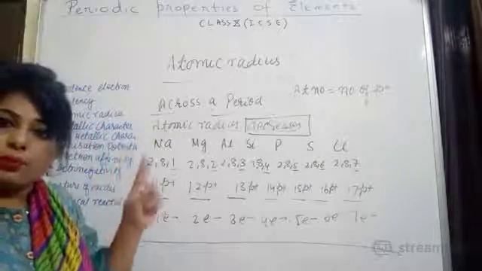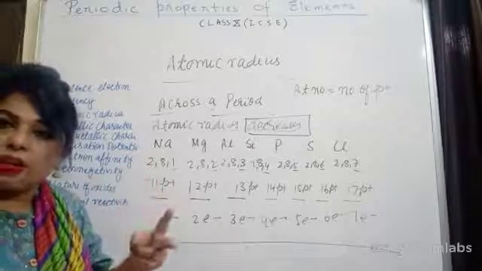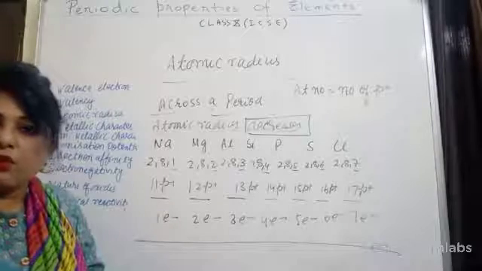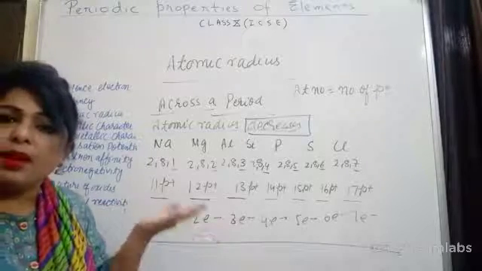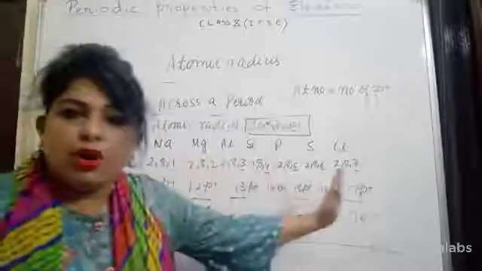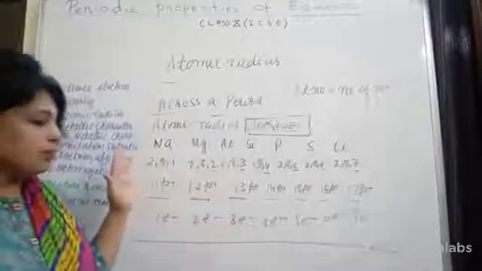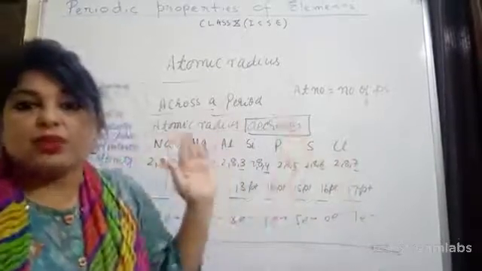In case of groups, we have learned the number of shells changes the atomic radius. If the number of shells is more, the atomic radius will be more. If the number of shells is less, the atomic radius will be less. In the case of a period, if nuclear charge is more, the atomic radius decreases because of the nuclear pull.